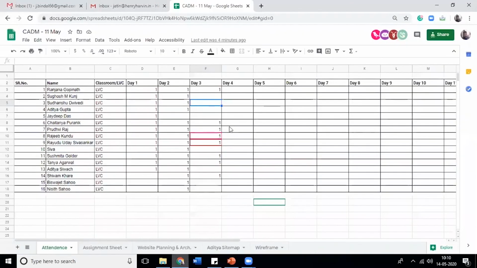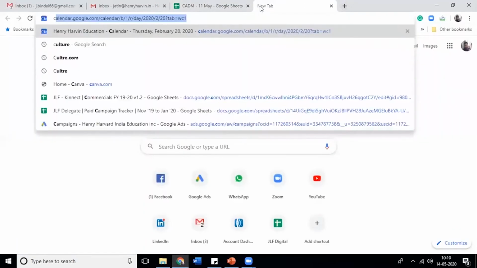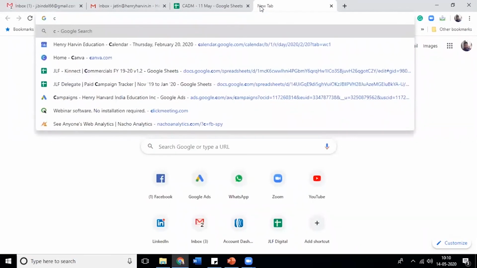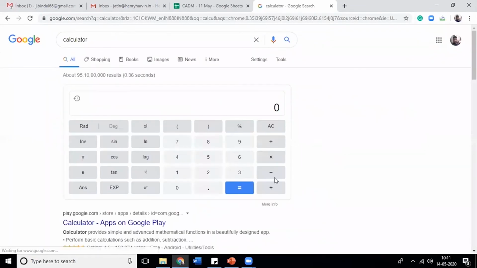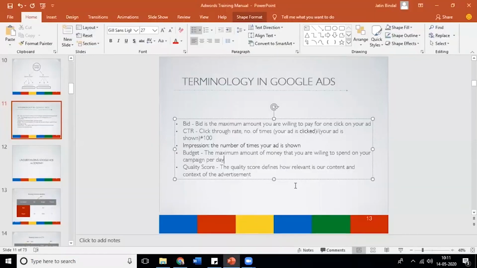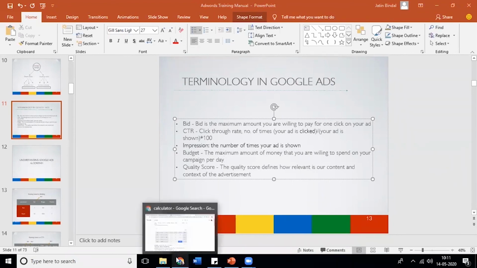So let's do one quick analysis of your understanding. Let's suppose you get 20 clicks and your ad is shown 120 times. What is your CTR? If your ad got 20 clicks and the number of times your ad is shown is 120, what is the CTR? Please type it into the chat box.